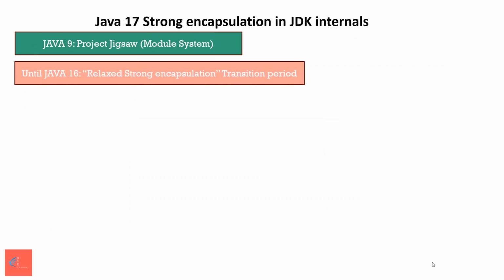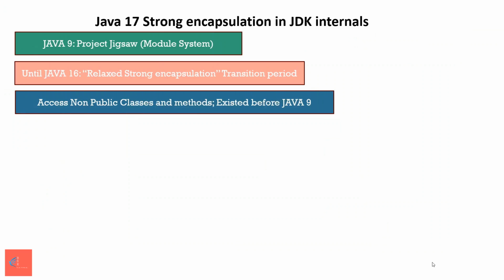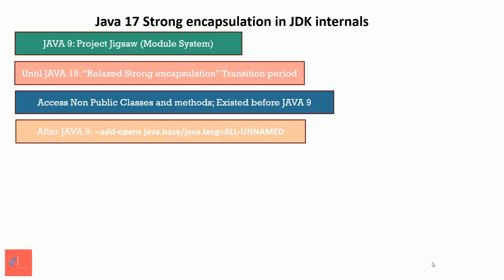Until Java 16, we had so-called relaxed strong encapsulation. It was a transition period. In this, we can access non-public classes and methods of JDK class library packages that existed before Java 9 using the reflection library. For classes introduced after Java 9, reflection is not allowed by default and we had to use a VM option, that is add-opens. This is an example of the add-opens VM option.